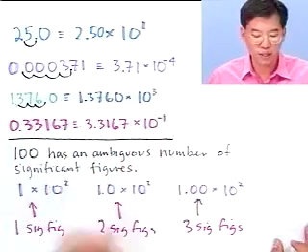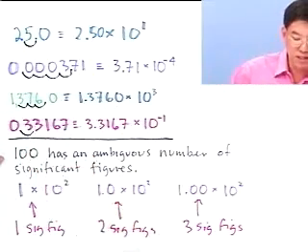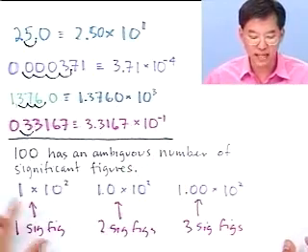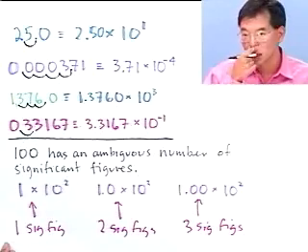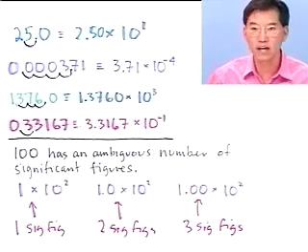And here's 0.33167, so we'd have to move that one place to the right, and so we have a minus 1 here. Now, again, one of the great advantages of scientific notation is that the number of significant figures is unambiguous. So 100 is somewhat ambiguous, right?